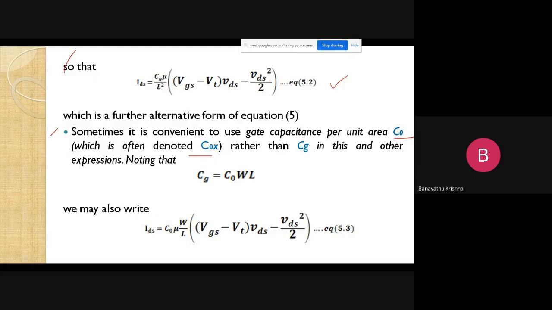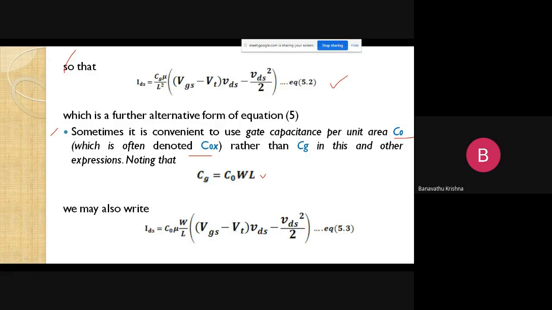So rather than CG in this and other expressions, note that here CG equals C naught into W. Substitute this value in equation number 5.2. So IDS equals C naught mu W by L, VGS minus VT into VDS minus V square DS by 2. This is equation 5.3. So 5.1, 5.2, 5.3 are the alternative equations of equation number 5.